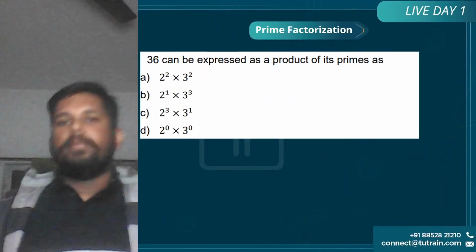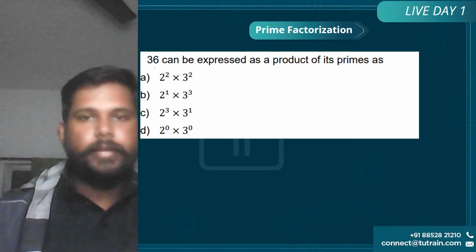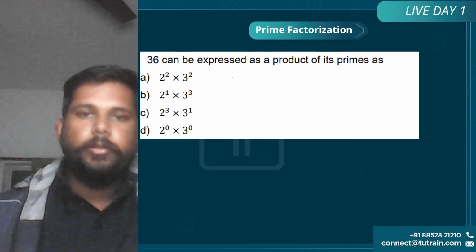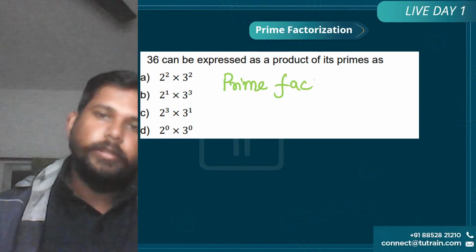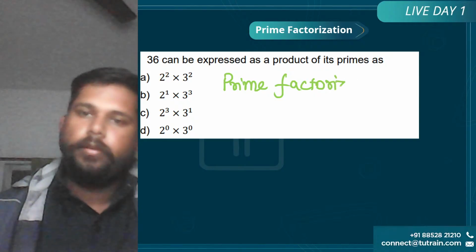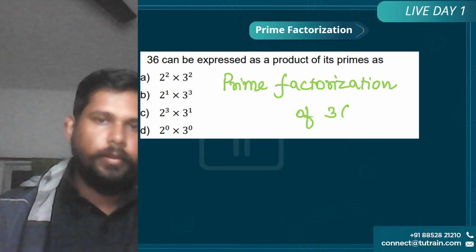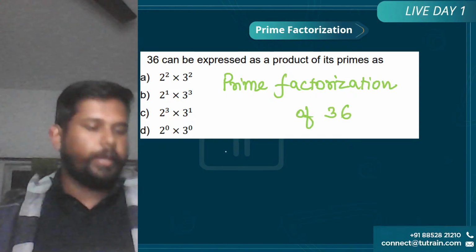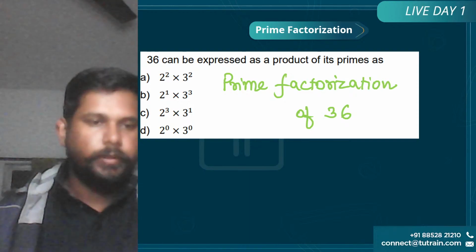Okay, so this is the final question for today. 36 can be expressed as a product of its prime factors. So basically what you need to do is prime factorization of 36. You have the options. You can type it in the chat box. Let's see who can get the answer first.